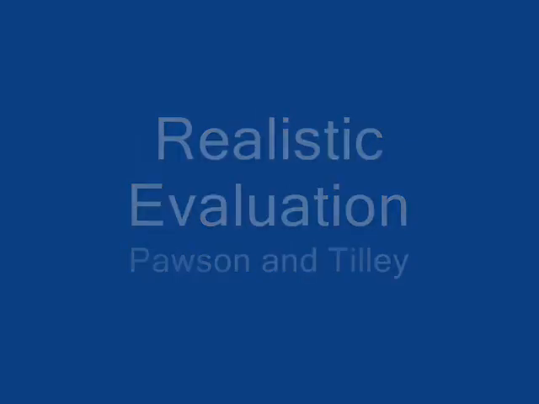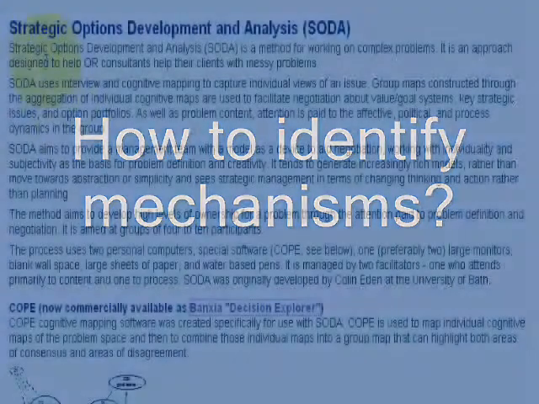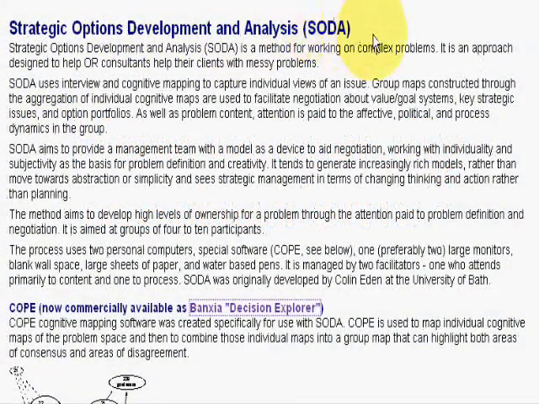Now, the realistic evaluation approach immediately raises the question, how do you go about identifying mechanisms? Pawson and Tilley say that there are many ways of doing this, but here's one way. This is a technique called SODA, Strategic Options Development and Analysis. It's something that comes from the operational research community. Obviously I have a particular interest in that because it has cybernetic origins, but they've produced some interesting software which allows groups of people to explore different sorts of mechanisms, different descriptions of mechanisms.